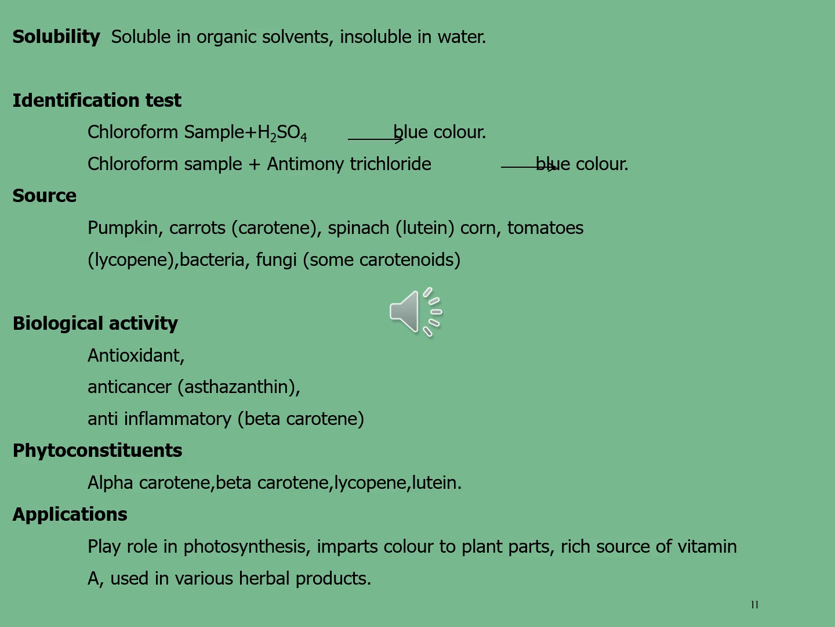Common sources of carotenoids are pumpkin, carrots, spinach, corn, tomatoes, bacteria, and fungi. Some phytoconstituents have biological activities that are antioxidant, anti-cancer, and anti-inflammatory. The phytoconstituents that are present are alpha-carotene, beta-carotene, lycopene, and lutein. Carotenoids play an important role in biosynthesis, impart color to plants, and are a rich source of vitamin A used in various herbal products.